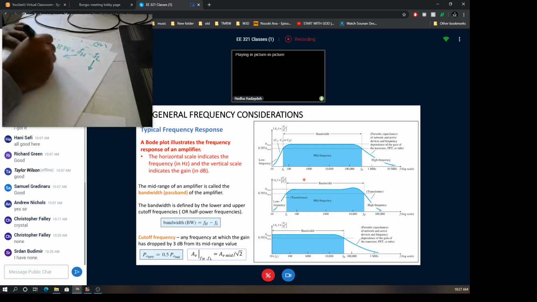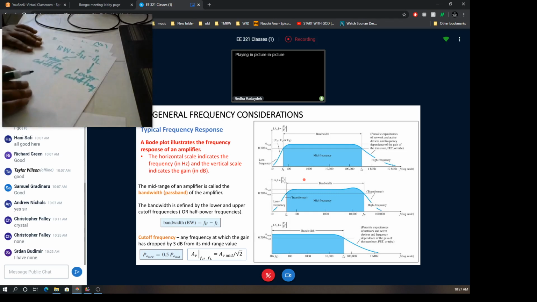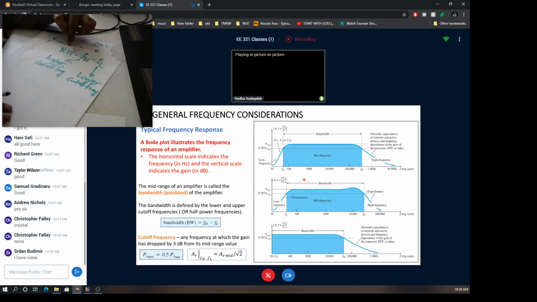This is H from higher, and this is a cutoff frequency of the amplifier, and FL from lower cutoff frequency. So in order to know the bandwidth over which the gain of the amplifier will be constant, we have to know these two frequencies, the higher cutoff frequency and the lower cutoff frequency.